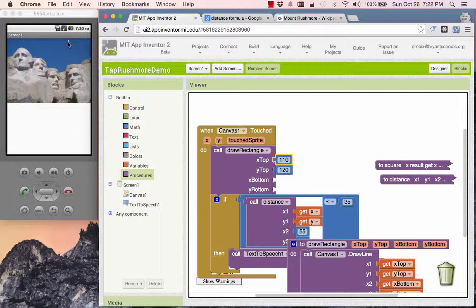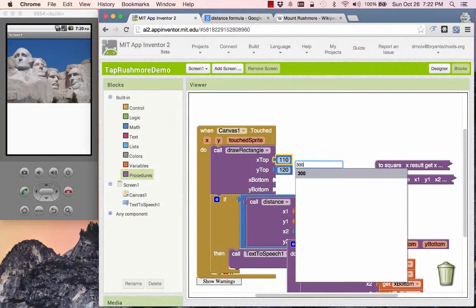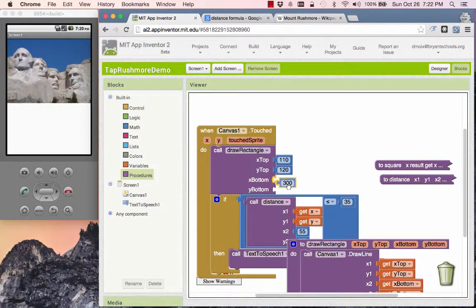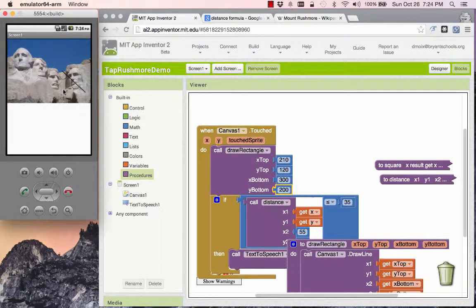I have really no idea about this. How far over is this one? 300, we're going to say. And the Y, 240, let's call it 200. I'm just guessing here. Click it. Do I get a line? I do get a line.